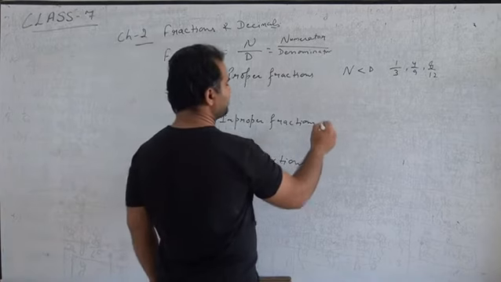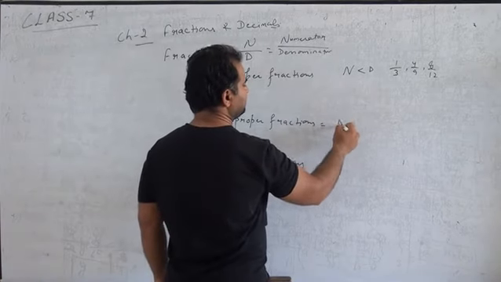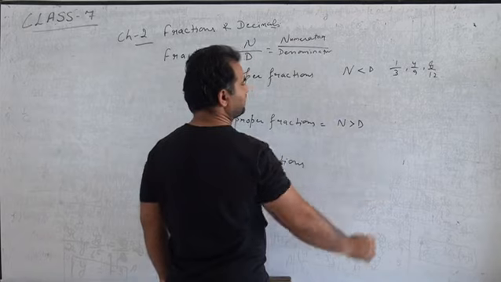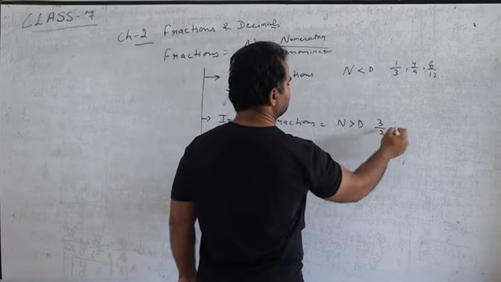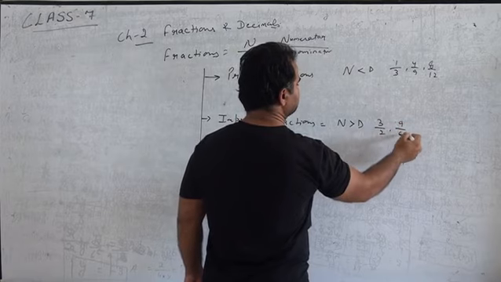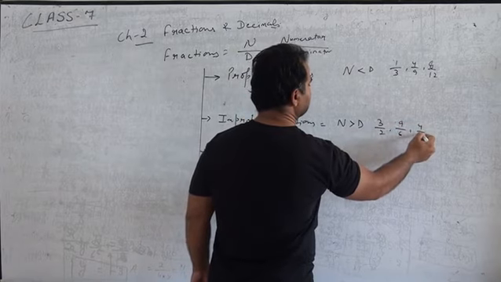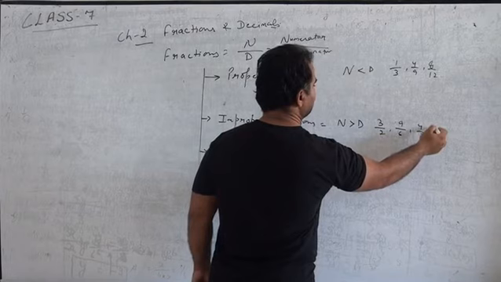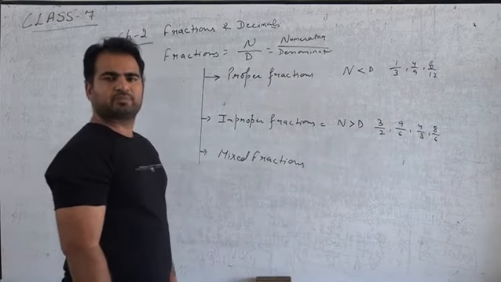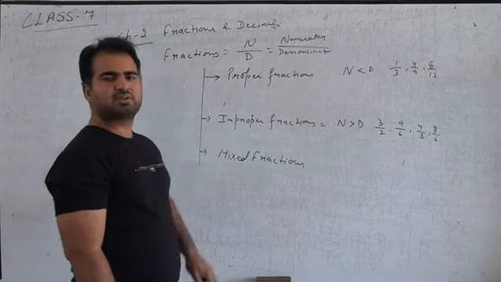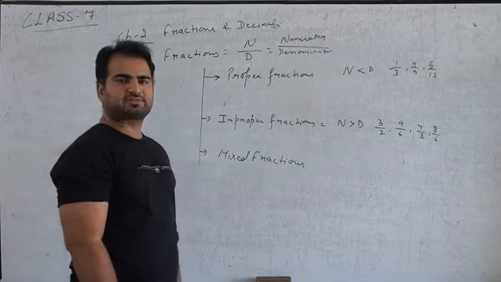What are improper fractions? When the numerator is bigger than the denominator, like 3 upon 2, 9 upon 6, 4 by 3, and 8 upon 6. Done? These are improper fractions.